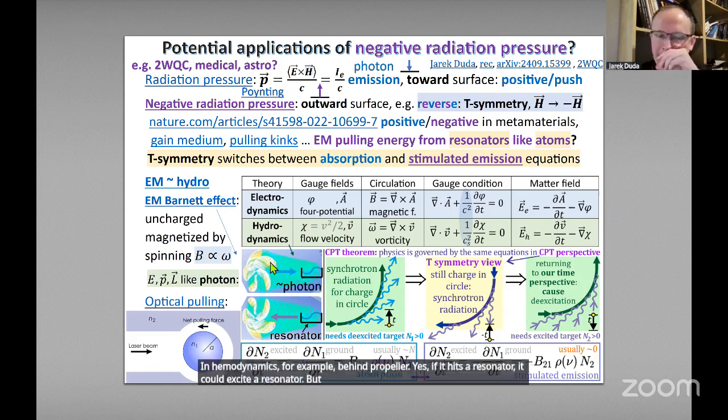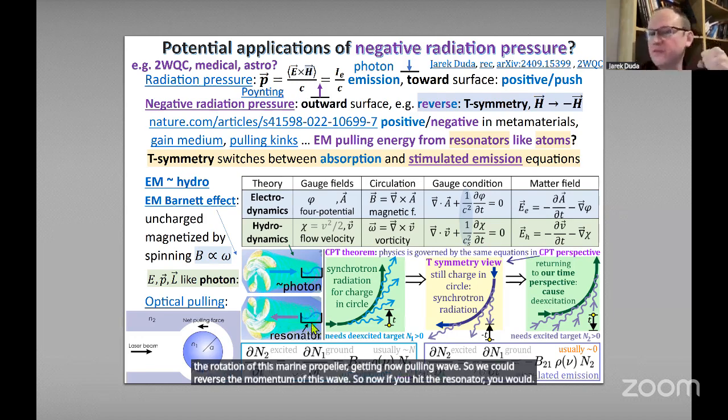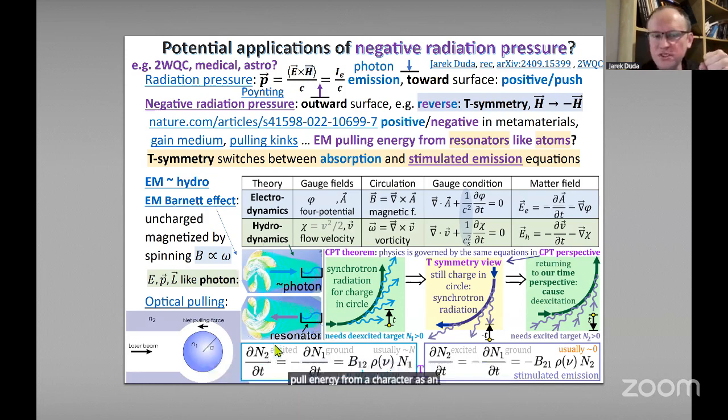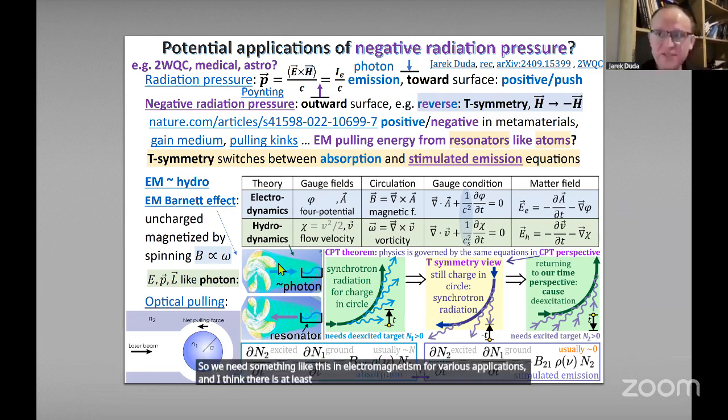But we could also apply time symmetry and reverse the rotation of this marine propeller, getting now a pulling wave. So we could reverse the momentum of this wave. Now, if you hit the resonator, it would pull energy from the excited resonator. We need something like this in electromagnetism for various applications, and I think there is at least one series of experiments which actually use it.